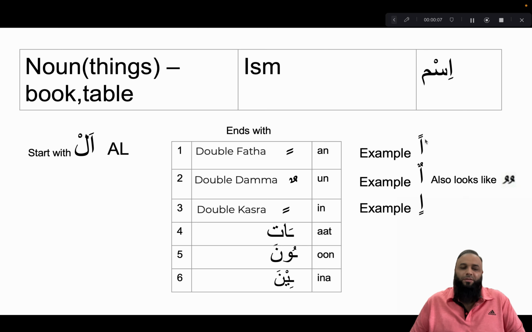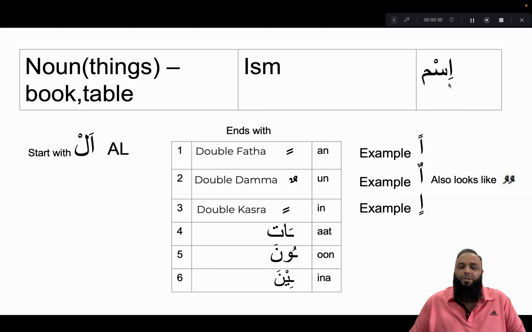So let's start this grammar session, which is 2B, with Bismillah Rahman Rahim, in the name of Allah. And the first thing that we want to learn in this video is nouns, something which we call nouns in English. For example, a book, pen, table, something like that. So that's called ism in Arabic, ism.